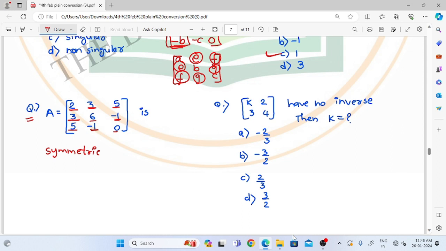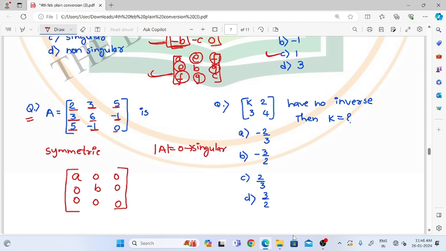One more type is the diagonal matrix. Just remember how diagonal matrices look like. This is how symmetric matrices look like, this is how skew-symmetric looks like. And diagonal matrix means the diagonal elements are non-zero and the remaining elements are 0. This is how diagonal matrices look like. And two options were there, singular and non-singular. When the determinant is equal to 0, the matrix is singular, and if the determinant is not equal to 0, then it is called non-singular.